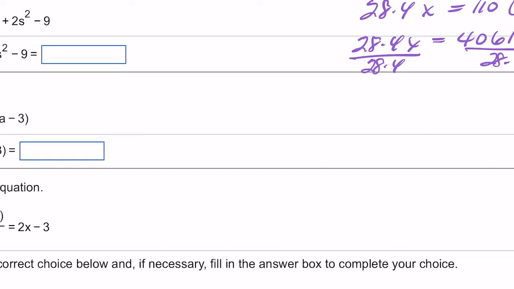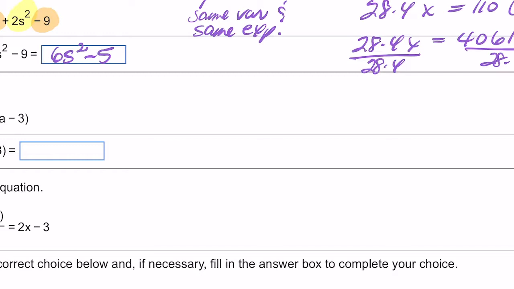In number 41, we're simplifying the expression by combining like terms. Remember, like terms have to have two things. They have to have the same variable, and they have to have the same exponent. So here I've got 4s squared and 2s squared. I can combine them. 4 plus 2 is 6s squared. And then I also have 4 minus 9. They're both constants. They're numbers. I can combine them. 4 minus 9 is negative 5. So your answer would be 6s squared minus 5.